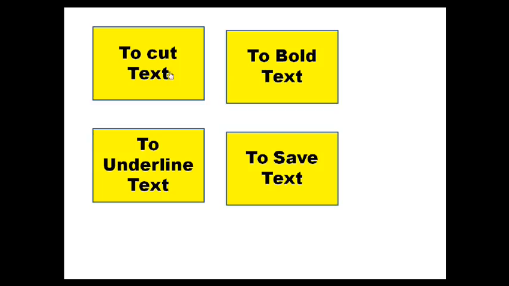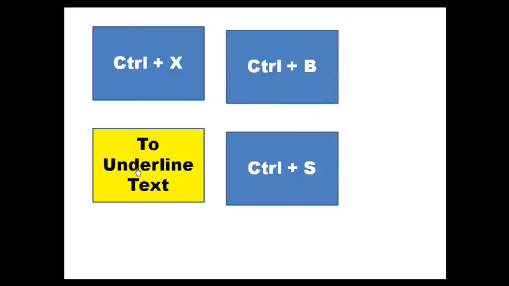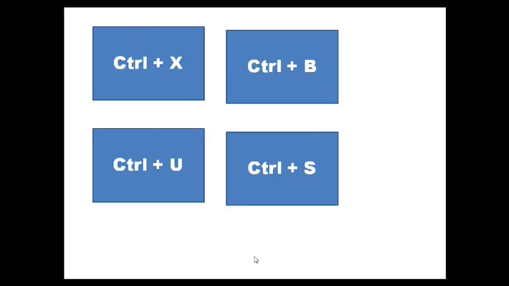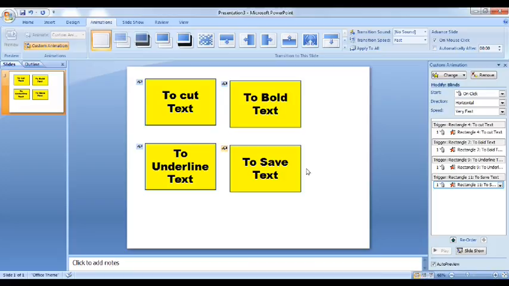Press F5. So from there, if you click on any one, if you want to know the shortcut, so to save text, just click on this. It will bring out Ctrl S as the shortcut. To cut text, this is Ctrl X. To bold text, Ctrl B. To underline text, Ctrl U. Get it now. So from there you can create a lot of quiz games. And that's what we have done.